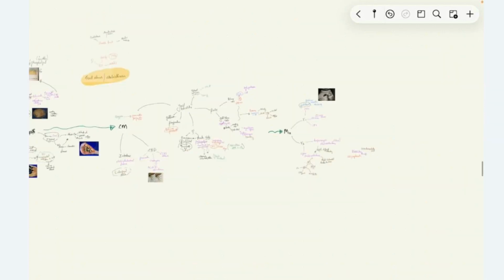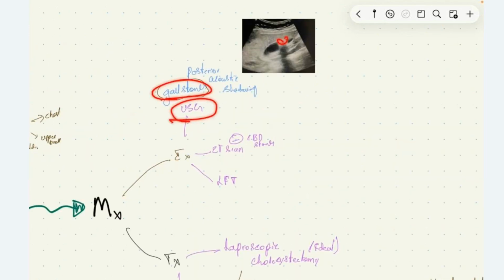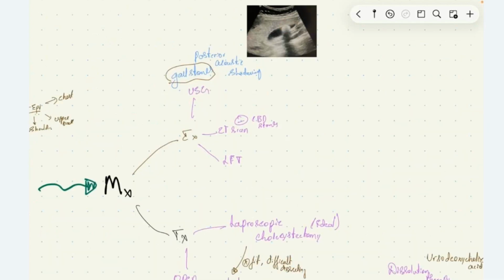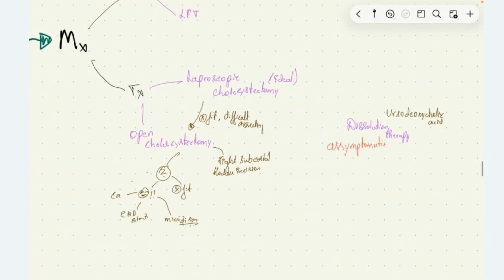The management: we have ultrasound. The gallstones are seen with posterior acoustic shadowing. CT scan is done to rule out CBD stones, and LFTs will be impaired in obstructive jaundice, with increased levels of AST and ALT.